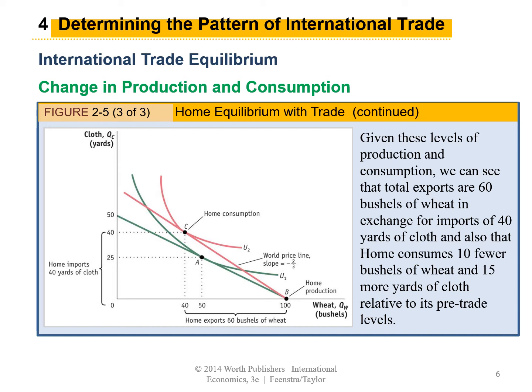The remaining 60 bushels of wheat the home country exports to the foreign country. And when the home country exports those 60 bushels of wheat to the foreign country, it exchanges those 60 bushels for cloth. And the rate of exchange of wheat for cloth is given by the pink line. So the home country starts out producing 100 units of wheat.